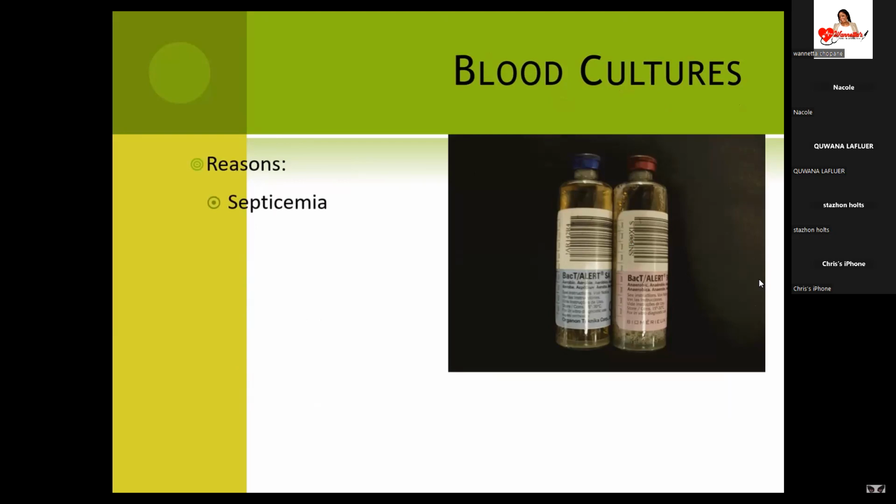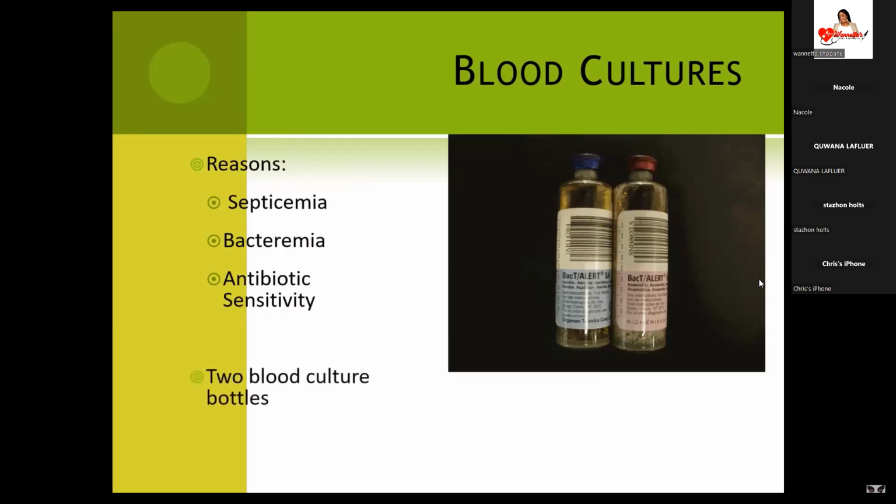Now, if there's no symptoms, but the doctor suspects that there might be a bacterial infection, the doctor will check for bacteremia. And again, we might also check for an antibiotic sensitivity on the patients. This is what is used typically for blood cultures. Now, in doing so, we use 2 blood culture bottles, an aerobic and anaerobic. And typically these are timed tests. We might have to go back for a second set.